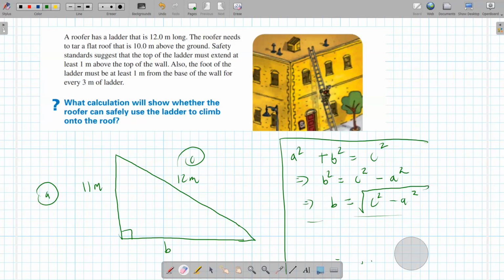Now let's plug in the values. C is 12, right? So it's 12 squared minus A, which is 11 squared. So why don't you try plugging this in the calculator? What do you get?